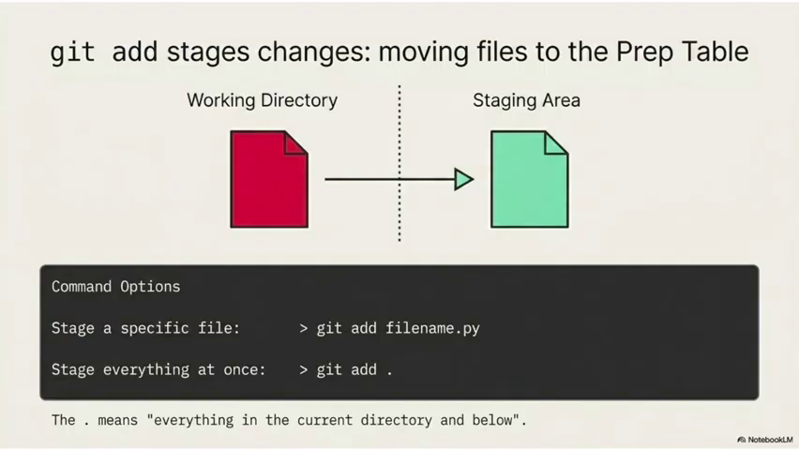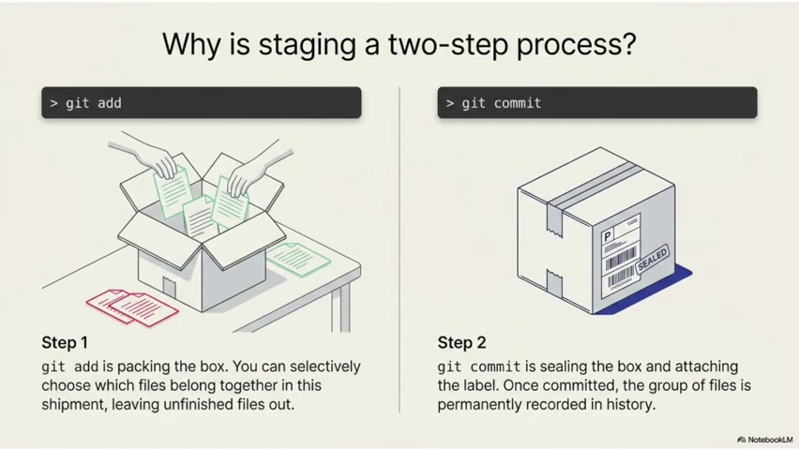After running git add, run git status to confirm. Files that were red are now green. They've moved from the untracked desk to the staged prep table. They are now selected for the next snapshot. Unmodified files don't need to be staged. Git already knows about them from previous commits.